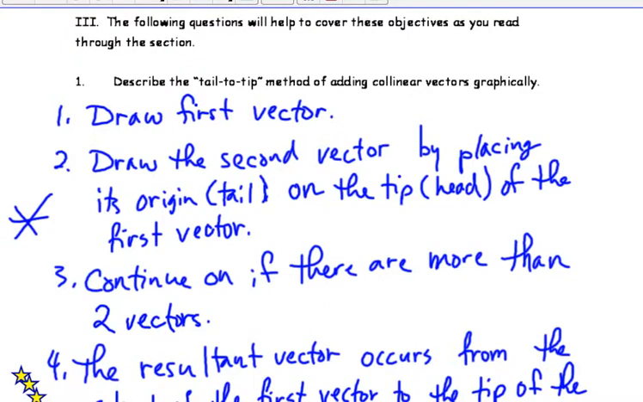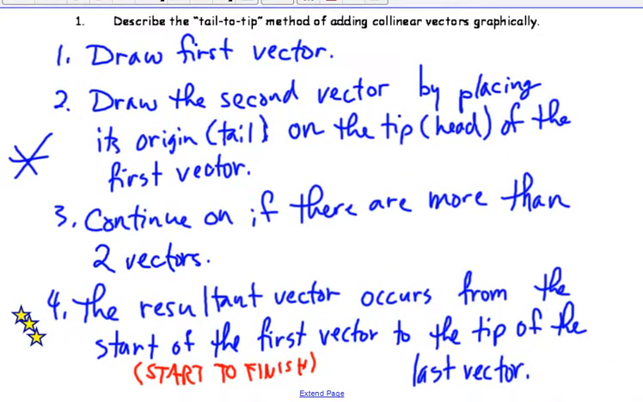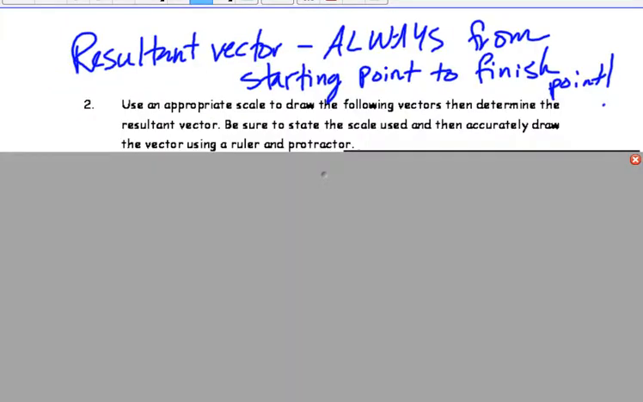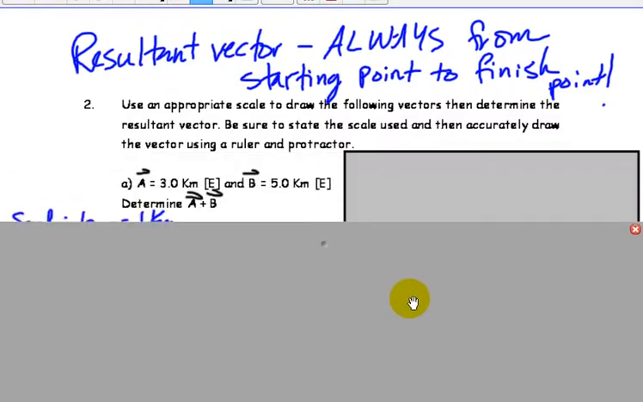And then lastly, the resultant is basically the answer from the starting point. Where are you from the starting point? So the resultant vector occurs from the start of the first to the tip of the last vector. So resultant vector always from starting point to finish point. Be sure you star that, highlight that. That's the key point right there.